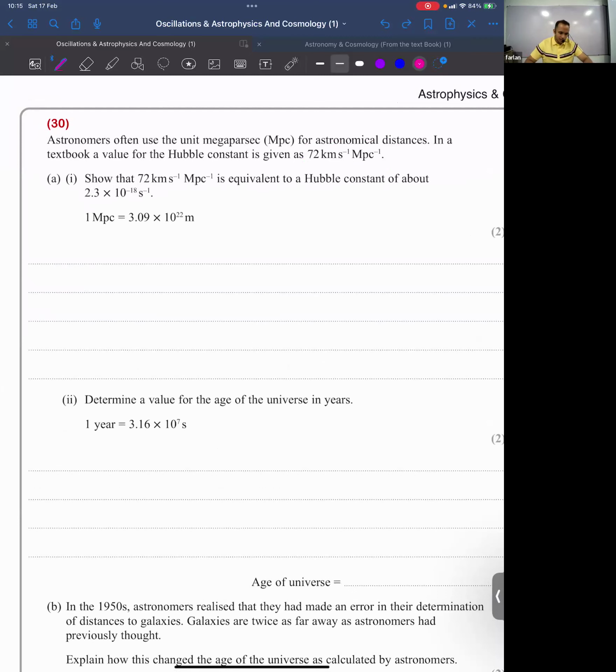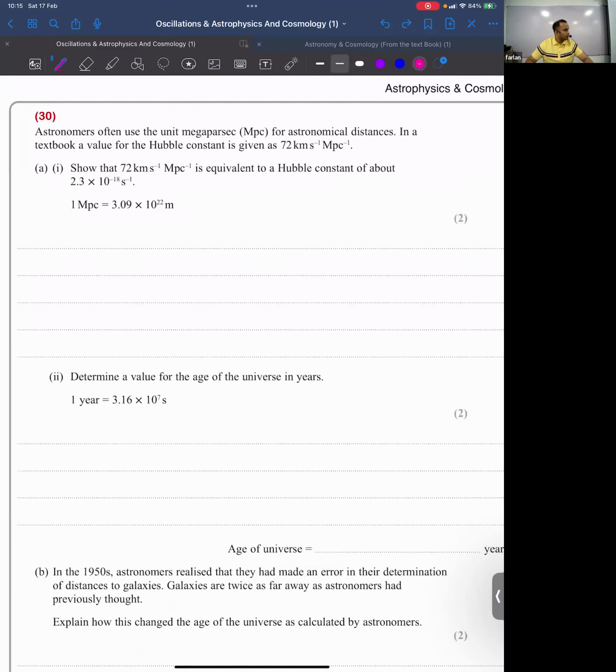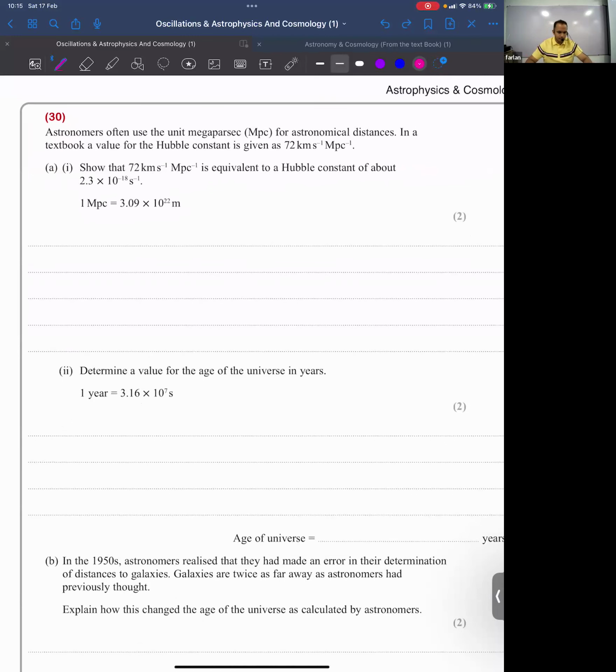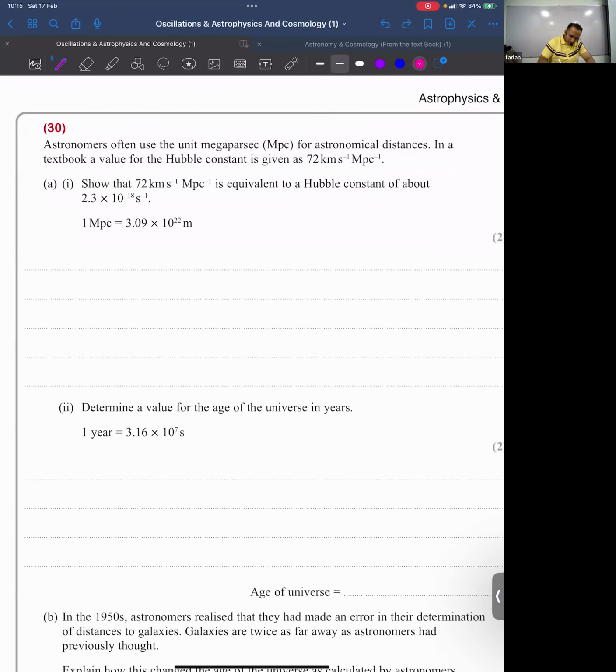Show that this is equivalent to a Hubble constant of about 2.3 into 10 to the power minus 18 per second, where they have told you that 1 megaparsec is 3.09 into 10 to the power 22 meters. It is just a unit conversion. So guys, 72 kilometers per second per megaparsec.